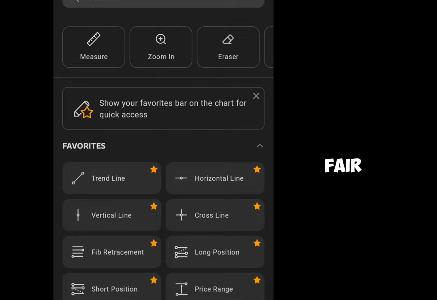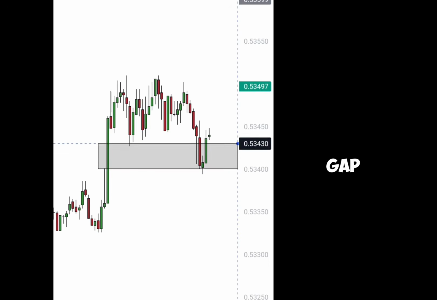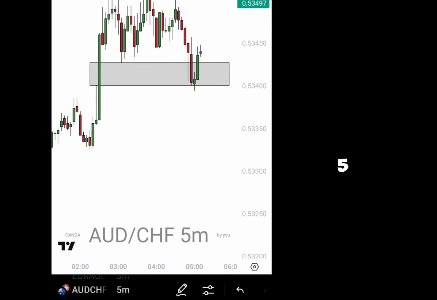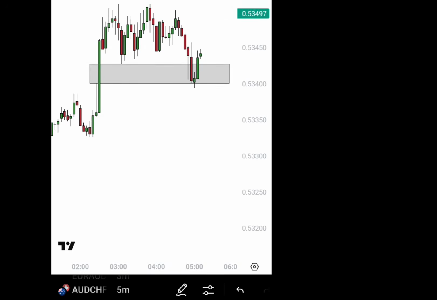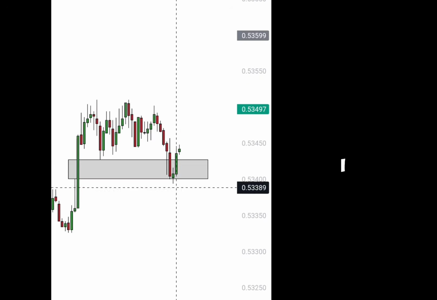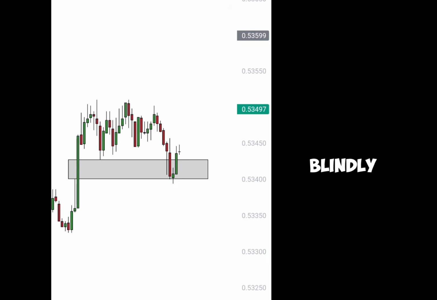By now you should know what a fair value gap is if you have been following my videos. So this is a fair value gap and I'm about to take a trade in a fair value gap. Now this is the 5-minute time frame. So I want to take a trade around that area, which is here. I want to take a trade around that zone. I want my target to be here. But I don't just want to take the trade blindly. So this is where the second application comes in.